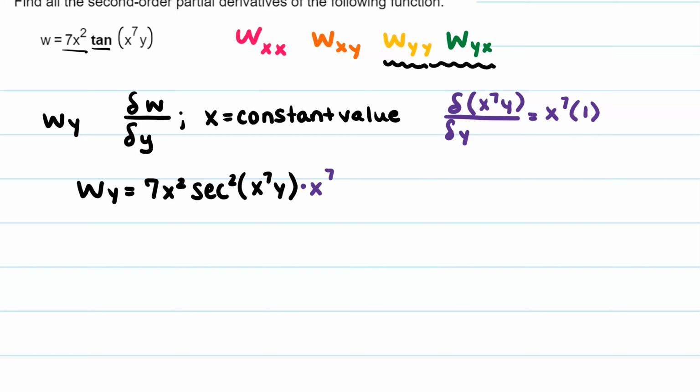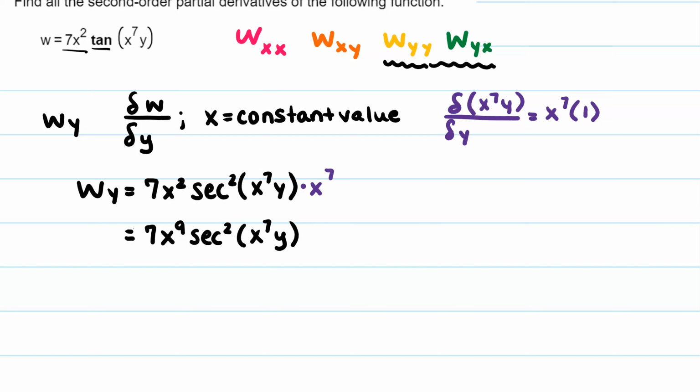Now let's do the second part. Oh, there's no second term. Sorry. We got the whole term here. So the partial derivative with respect to y is 7x to the 9 secant squared of x to the 7th y, and we're done.